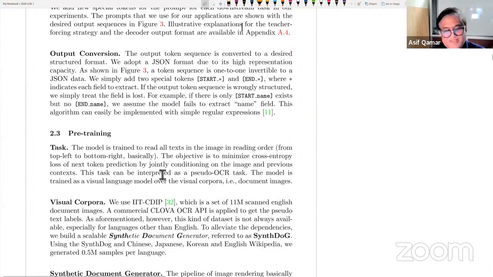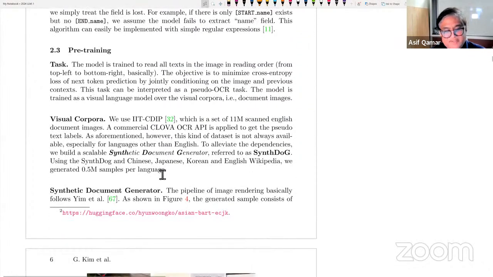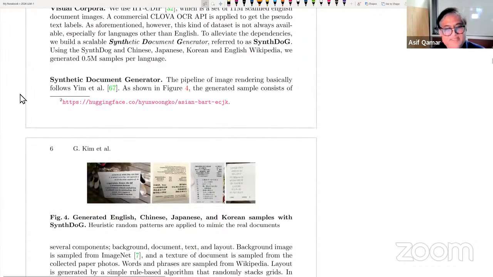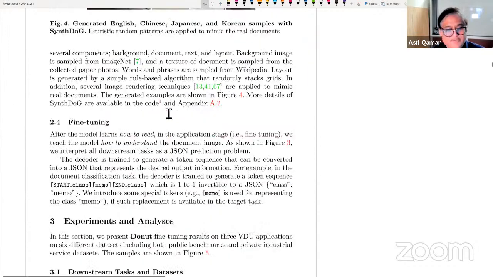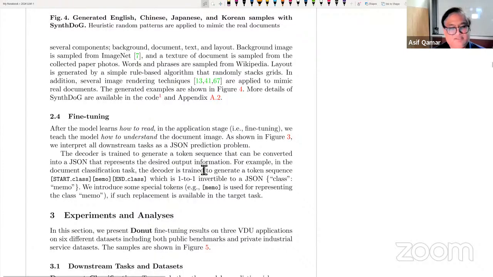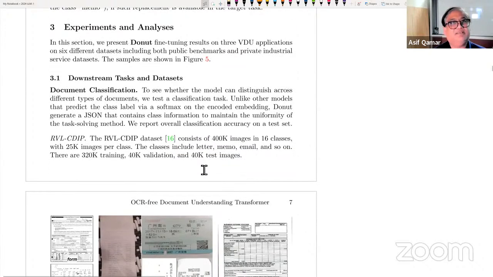Output conversion, some minor technical details, pre-training. You use some data, you generate some data, you also do fine tuning. After the model learns how to read, in the application stage we teach the model how to understand the document image. As shown in figure 3, we interpret all downstream tasks as a JSON prediction task, right? So it comes out with an XML tag kind of structure. And then from that, you can extract whatever data that you want, which is very common.